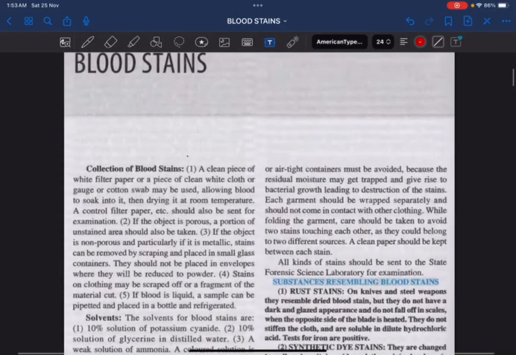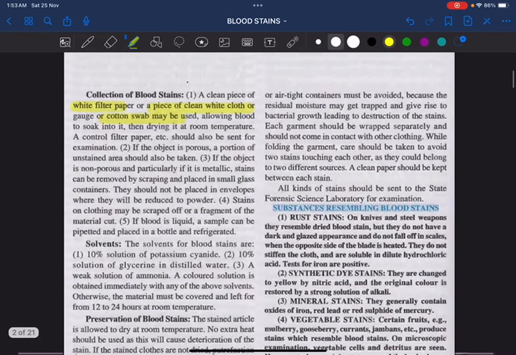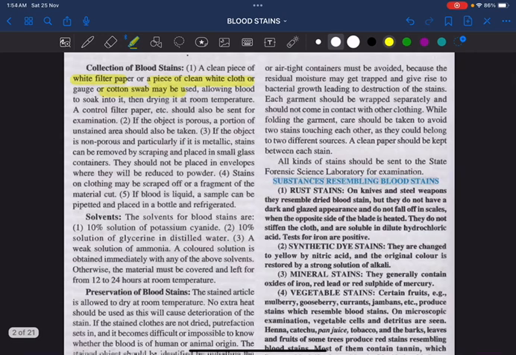So, remember, how will you collect the bloodstains? We will always use a piece of clean white cloth or a white filter paper or a cotton swab. What is the solvent which is most commonly used? 10% solution of potassium cyanide or 10% solution of glycerine. I'm not saying each and every line, only the salient points which are needed. I'm just explaining.